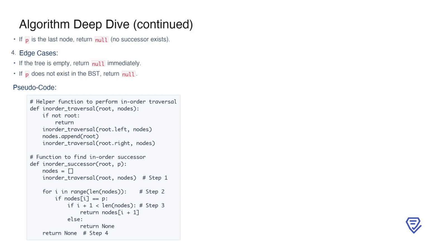First, we perform the in-order traversal to populate the list of nodes. Then, we iterate through the list to locate node P. If we find P and it's not the last node, we return the next node in the list. Otherwise, we return null. This approach is simple and guarantees correctness but has some limitations, which we will explore next.